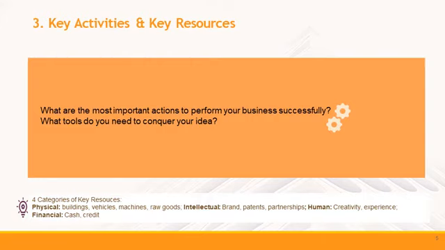Okay, and here we give you a tip in which you can see four categories of key resources. These key resources may include, for example, the physical resources. Maybe you will need a building, or a lab, or some computers in order to develop your idea, machines or raw materials, okay?